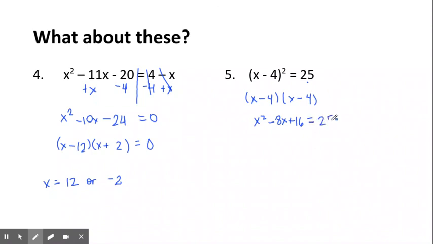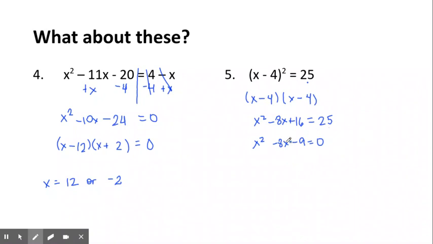Now that you've multiplied all that out, you could go in and subtract that 25 on both sides. When you subtract 25 from the 16, it leaves you with a negative 9. So we get x squared minus 8x minus 9 equals 0. Now that we've set it equal to 0, you can go ahead, pause the video, and finish solving this equation for x.